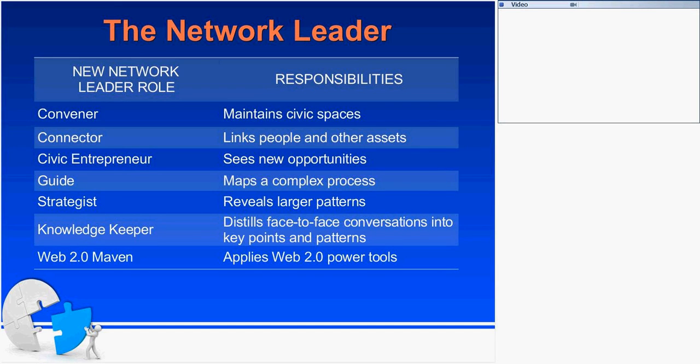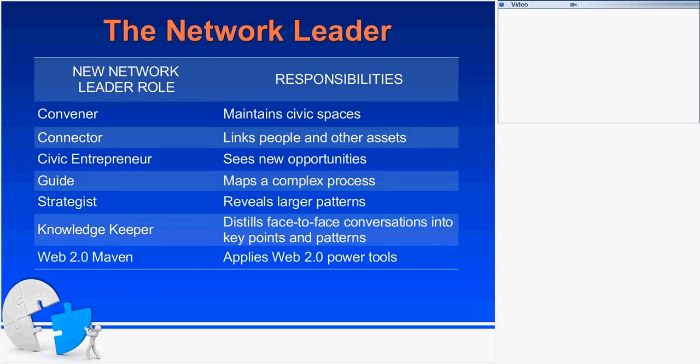Like we need business entrepreneurs in the marketplace, we also need entrepreneurs in our communities. Those are the people who set new opportunities and ways to capitalize on them. We also need guides who are able to map complex processes in a way so that others can understand them. We need strategists, people who can recognize patterns and figure out the ways to move forward.